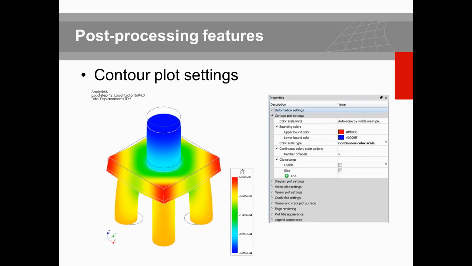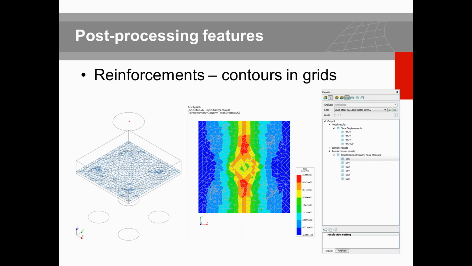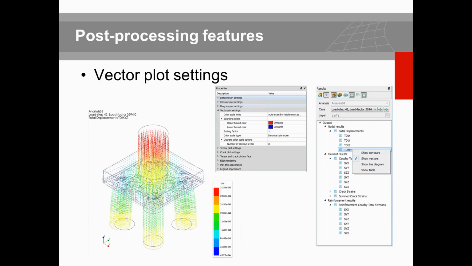We have a gradient view for the contour plot. We have a representation of the interface, and of reinforcement and grid reinforcement, based on the contour plot. A vector plot is also available for the corresponding outputs. This could be reactions, for instance, or the reference direction for the displacement.